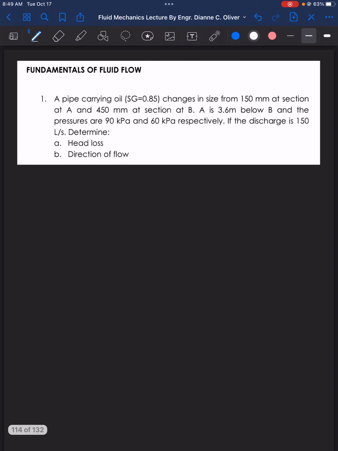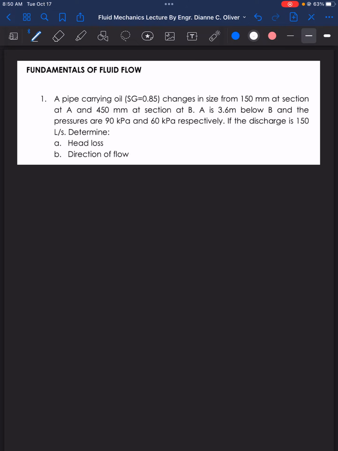A pipe carrying oil with specific gravity 0.85 changes in size from 150 mm at section A to 450 mm at section B. A is 3.6 meters below B and the pressures are 90 kilopascal and 60 kilopascal respectively. If the discharge Q is 150 liters per second, determine letter A, the head loss, and letter B, the direction of flow. So we have the pipe changing from diameter 150 millimeters to 450 millimeters.